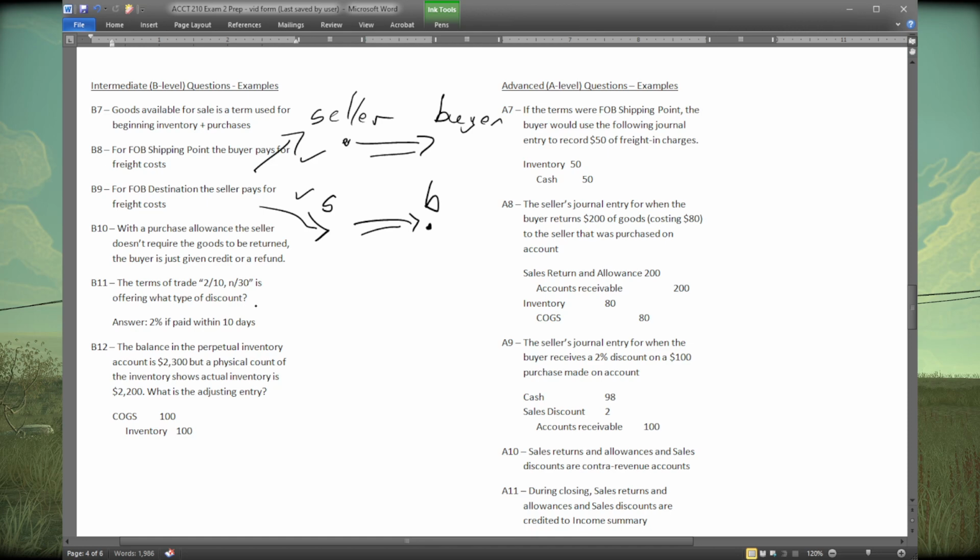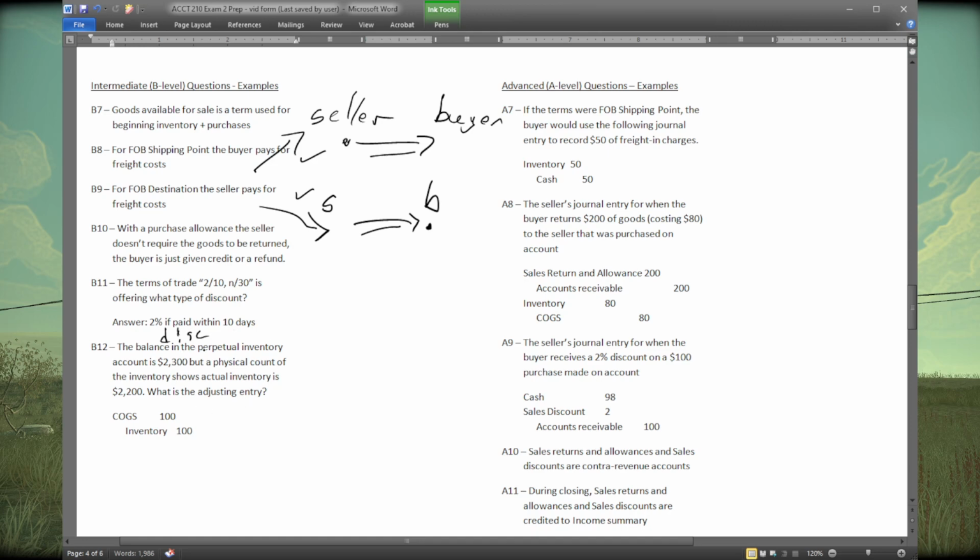What do terms of trade mean? 2/10, net 30. It says 2% discount if paid within 10 days, and the balance, the rest, is paid within 30 days. You'll see in the quiz that I have a couple of fanciful things, but it's 2% discount if paid within 10 days.